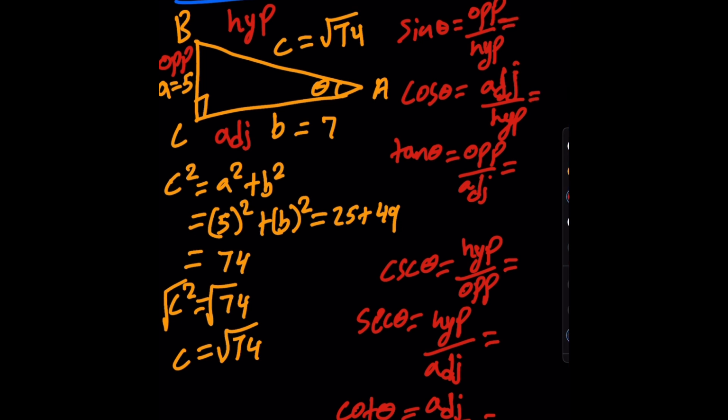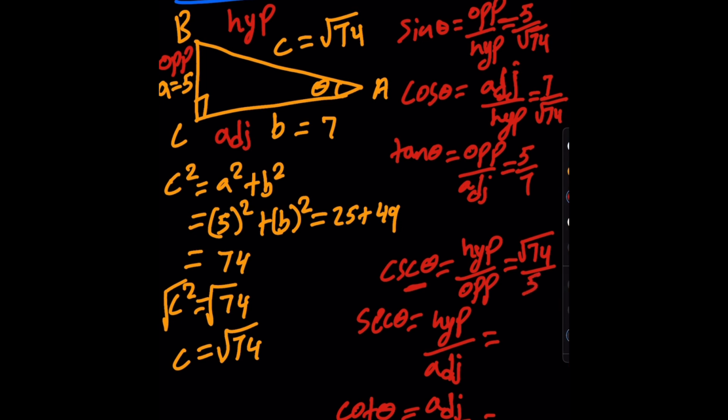So sine of theta is going to be opposite, which is 5, right? So it's going to be 5 over square root of 74, right? And cosine theta is going to be adjacent, which is 7, divided by square root of 74. And tangent theta is going to be opposite, which is 5 over 7, right? And now we are taking this. So cosecant theta is going to be the hypotenuse, square root of 74, over opposite, which is 5.